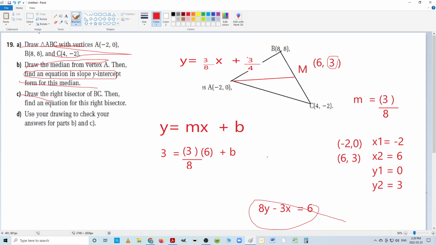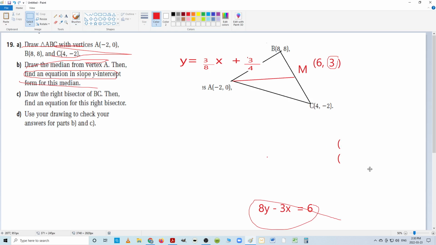Read the next square. Draw the right bisector. Okay, here we go. The right bisector is a line that passes through M.